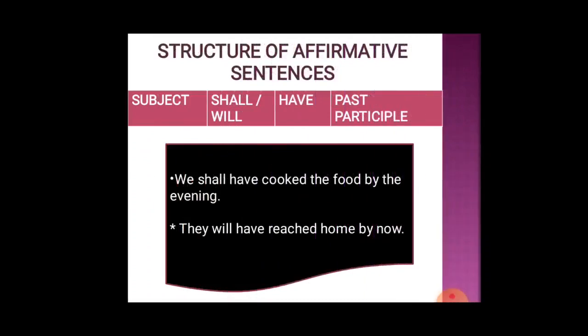Now structure of affirmative sentences in future perfect. We use subject first, then shall or will, then have, and then past participle. We shall have cooked the food by the evening. They will have reached home by now.